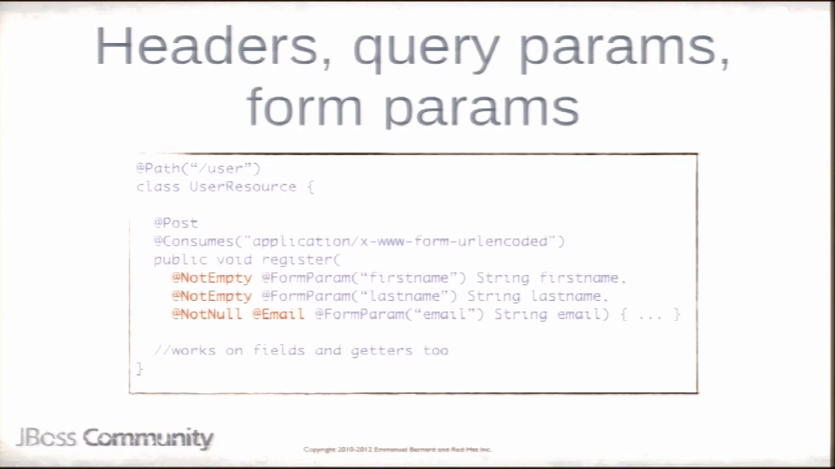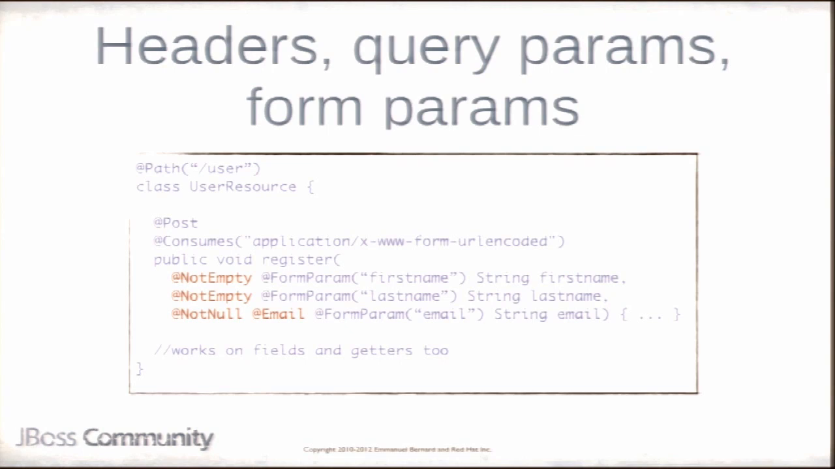So that works for headers, query parameters, and form parameters as method parameters, but it also works if you put the binding between the headers, query parameters, and form parameters as getters of user or fields of the user resource. Just like you can put some constraints on the bean, we can do the same for the user resource. So in many ways, the user resource becomes a bean validation valid bean, and then you're good to go.